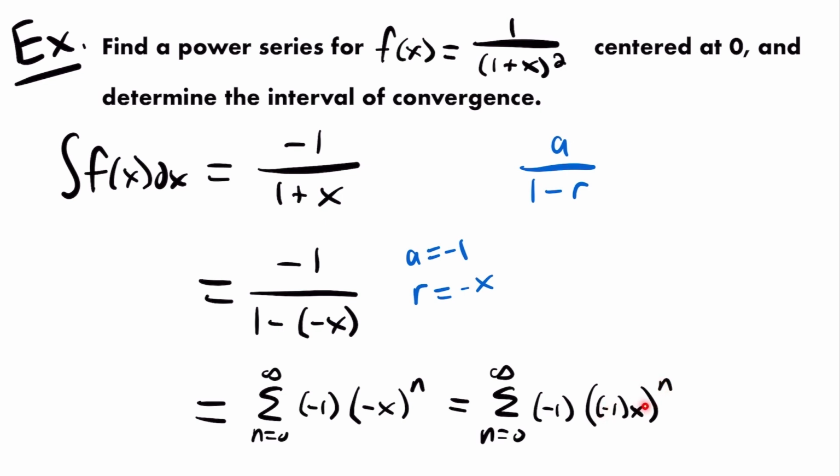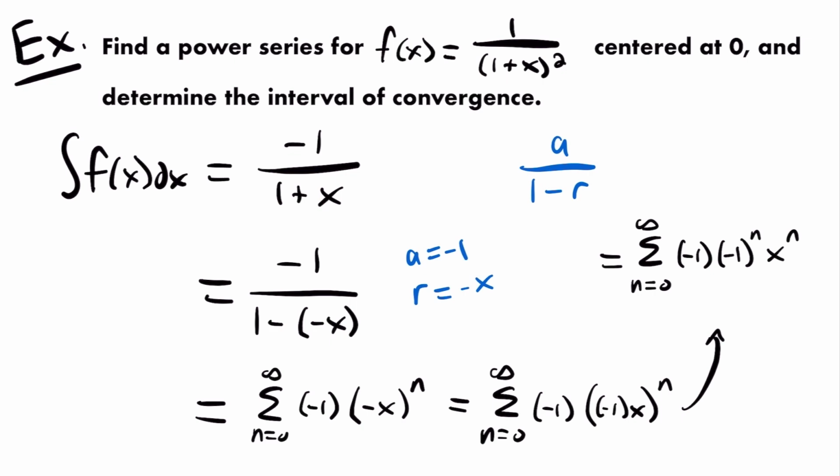And now we can take each part to the power of n. So we'll have -1 to the power of n and then x to the power of n. And so I'll write that up here. This is equal to the sum from n equals 0 to infinity of -1 times -1 to the power of n times x to the power of n.